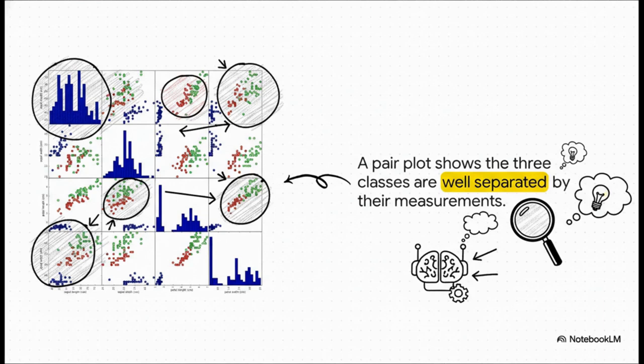What you're seeing here is called a pair plot. It just shows how the different species look when you compare two features at a time. And look at that. You can see these distinct groups, right? The blue dots, the red dots, the green dots, they're already clumping together. This is a huge clue. It tells us that, yeah, a machine should definitely be able to find the lines between these groups.